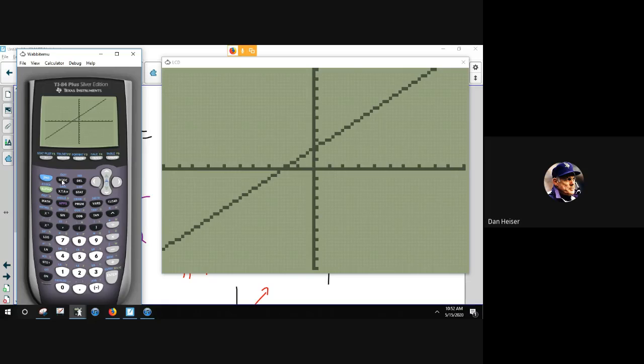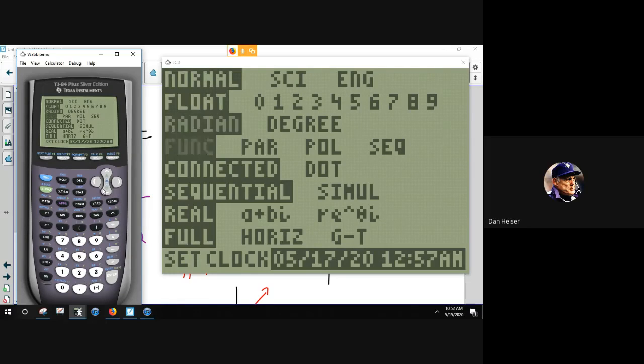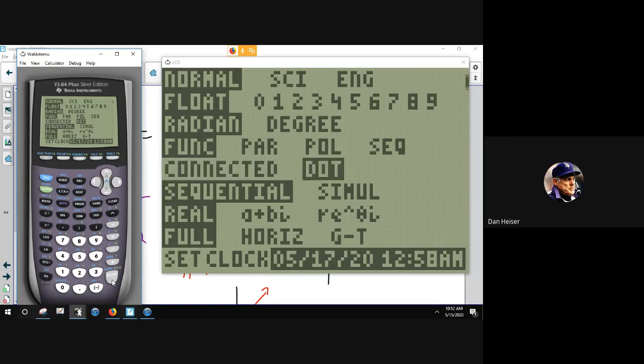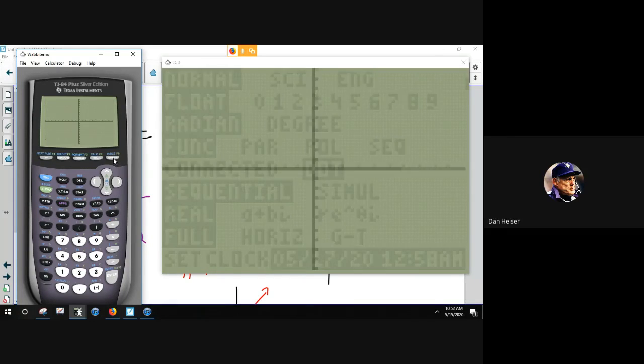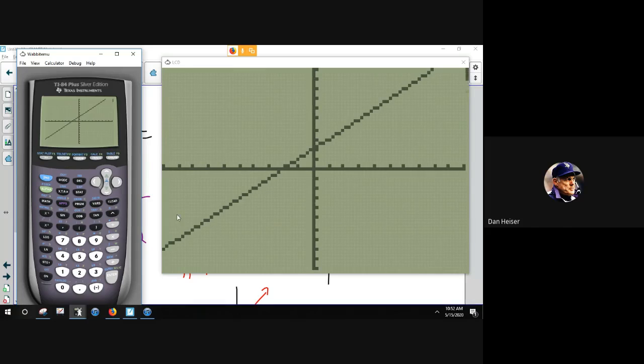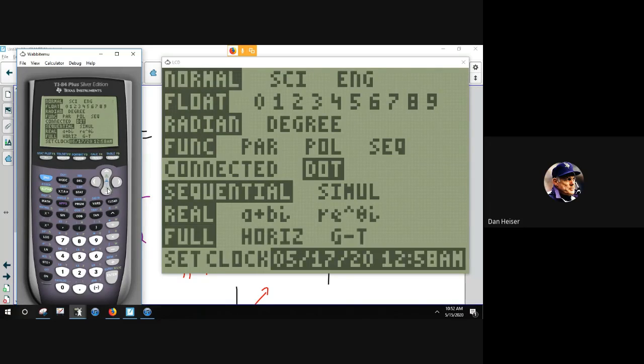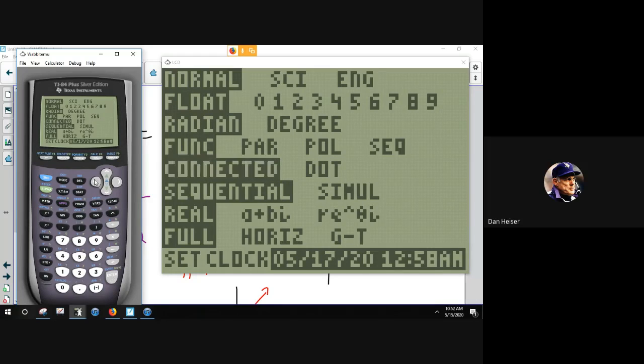In fact, if I go to dot mode here, let's see, actually not sure what's going to happen. Dot mode, yeah, it did the same thing. On some models of calculator, dot mode will show a bunch of dots instead of connected points. It'll show individual points, and it sometimes puts a little bigger gap where there's supposed to be a hole. But this one's not doing it.